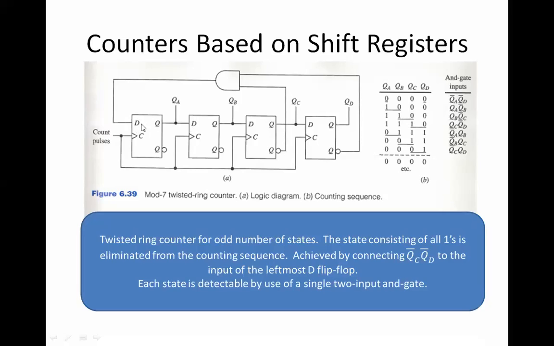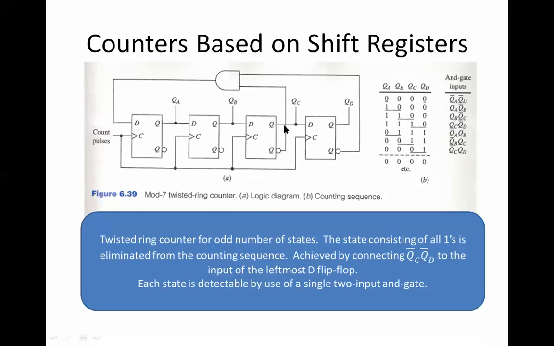So this is used for our mod 7 twisted ring counter. The same concept, just that we have to take bit by bit and consider how it is passing. This is called our twisted ring counter for odd number of states. And the state consisting of all ones is eliminated from the counting sequence. Why is it eliminated? Because of the AND gate. So you can see here, all ones is not available. That is the only state which has been eliminated.